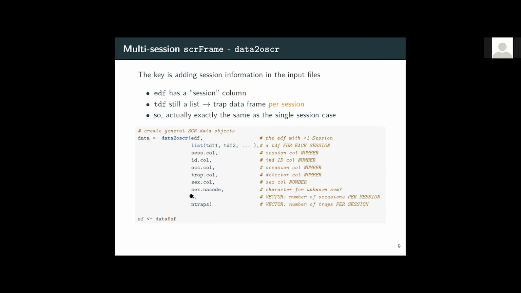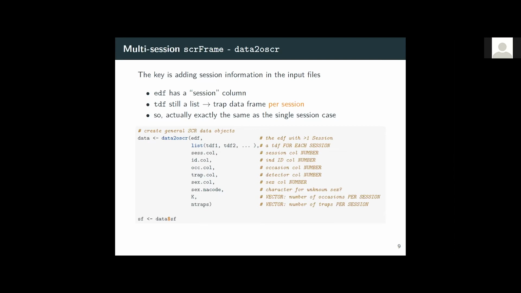And then the same thing here for the number of traps. N traps is now going to be a vector, and the length of that vector is going to be the same number of sessions that you have. So if you have 5 sessions, there's going to be 5 numbers here, and those numbers are going to correspond to how many traps you had out on the landscape, or how many detectors you had out in the landscape in each of the sessions.